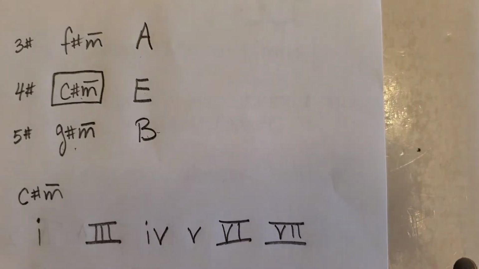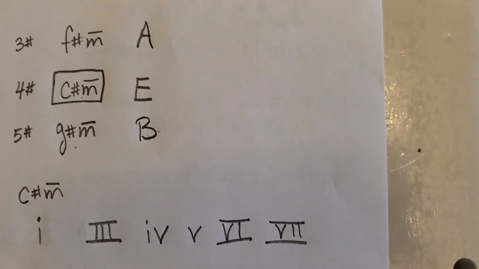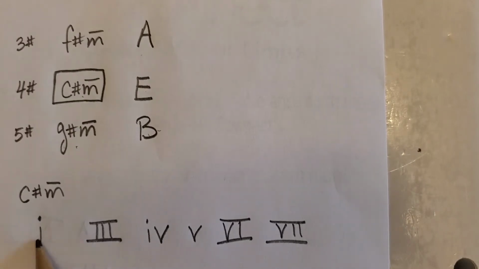So natural minor, remember, is using the regular scale degree 6 and 7 from the key signature. Notice I left 2 out because 2 is diminished and it does not represent a key area. So these are the triads, minus the 2 diminished, that you would find in natural minor.